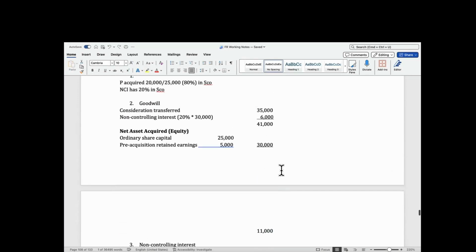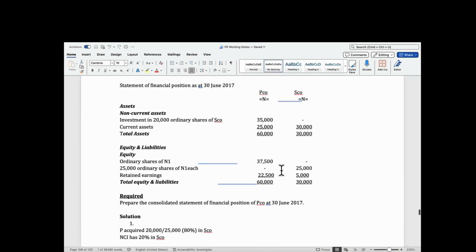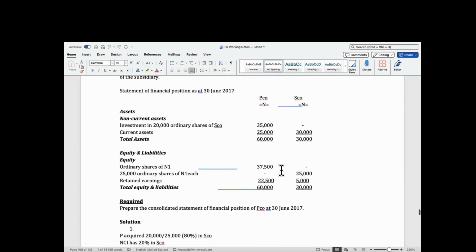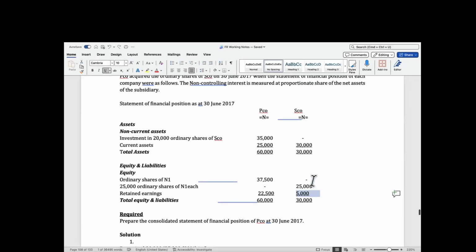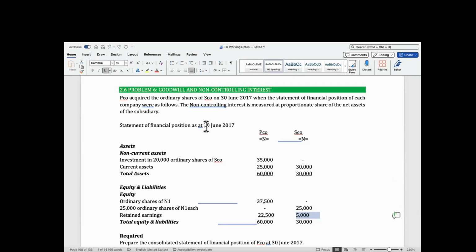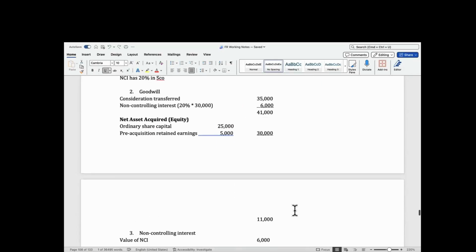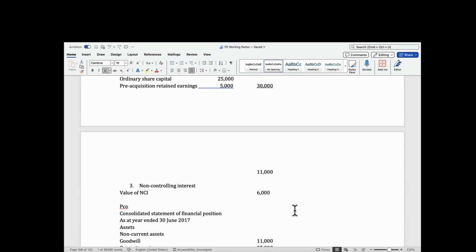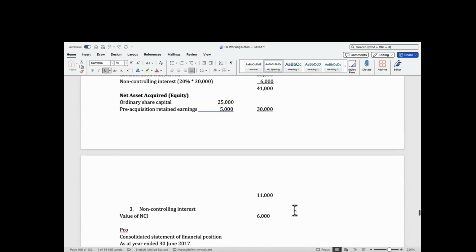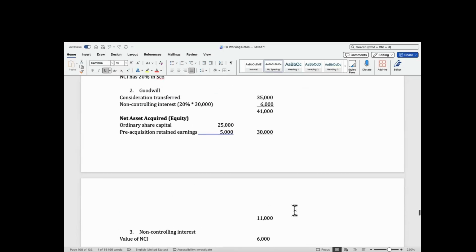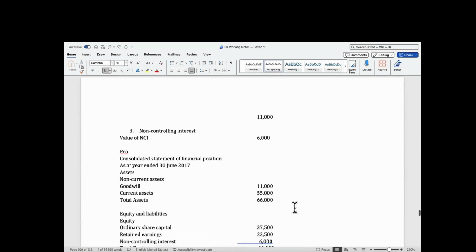So in this question, we don't have any post-acquisition retained earnings. The whole of this 5,000 is all the retained earnings because we are consolidating at the date of acquisition. So this retained earnings is entirely pre-acquisition retained earnings. It is entirely the retained earnings at the date of acquisition. So it has been totally cancelled out. So there is no sharing. So we have gotten all we need to get. Then we consolidate.